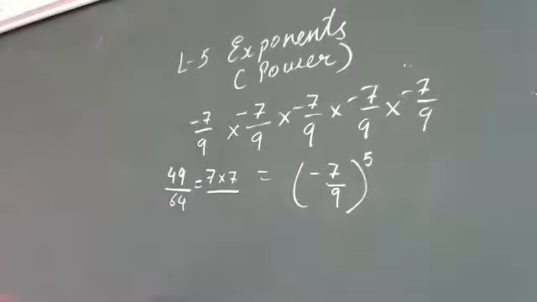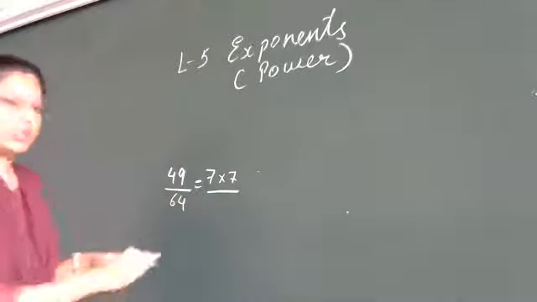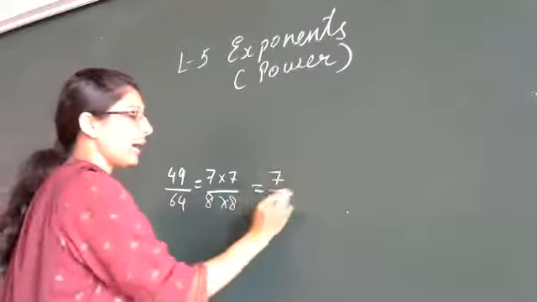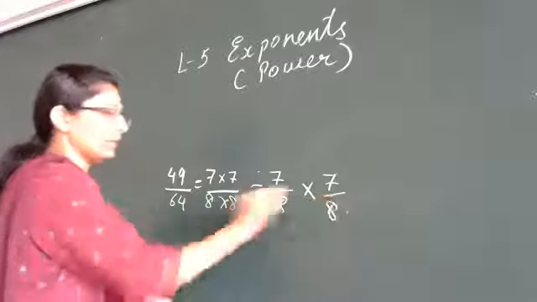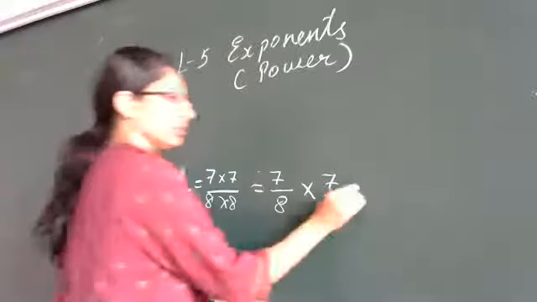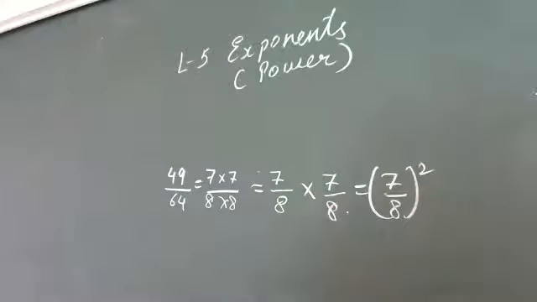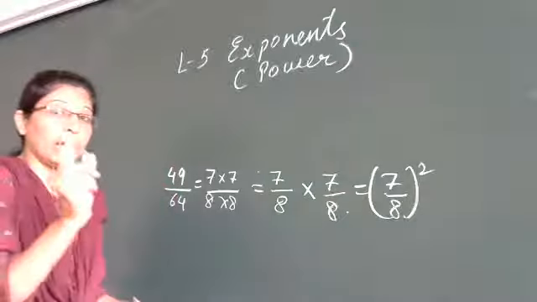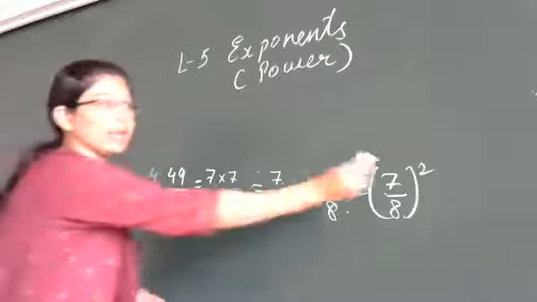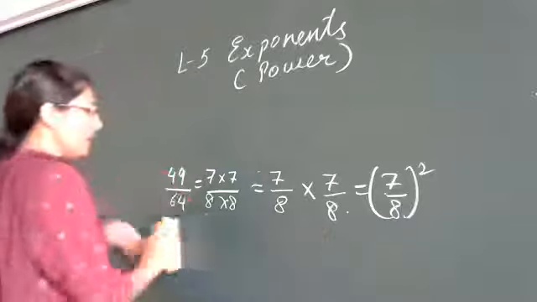And 64? 8 into 8. That means what we got? So sometimes like this also will be given. What you have to do? First you have to split it and then we have to write the exponential form. Understood?